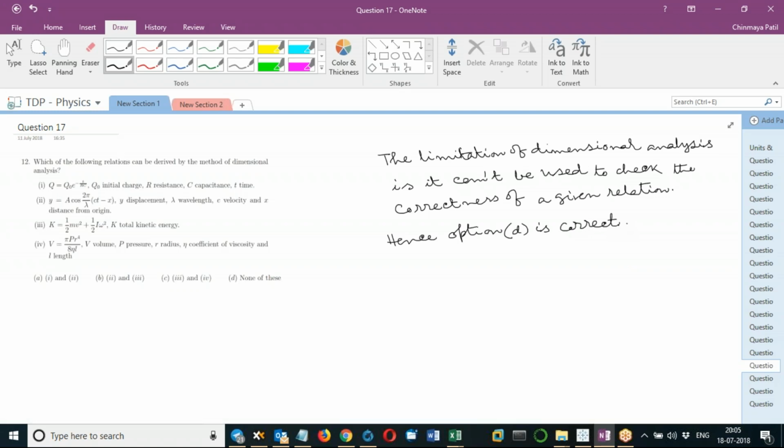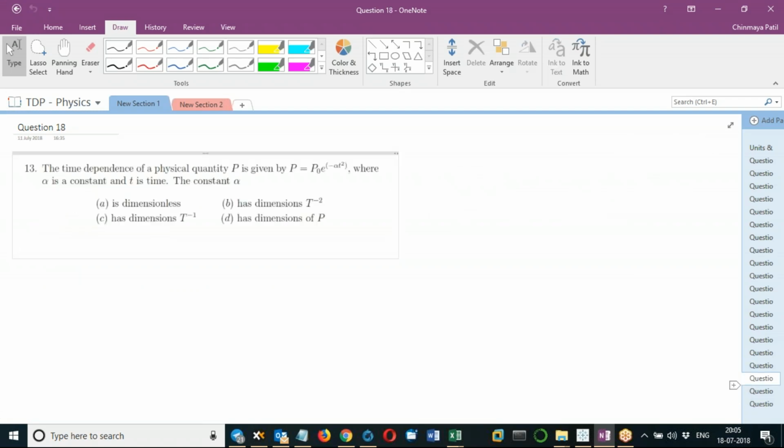Okay. Now let's come to the next question, that is question number 13 of the MCQ and overall question number 18. The time dependence of a physical quantity P is given as P is equal to P0 into e power minus alpha t square, where alpha is a constant and t is time. The constant alpha is what out of these four options?